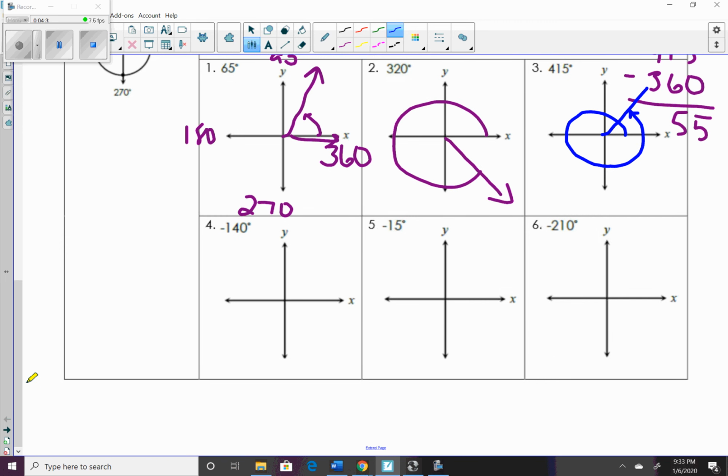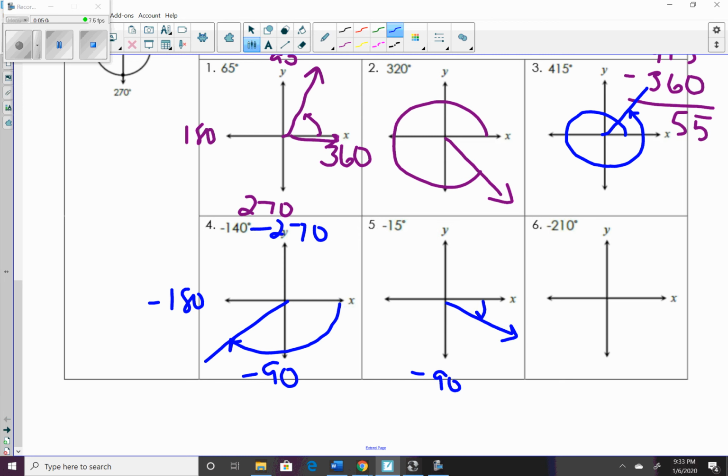Now when I'm going negative, I have 90, 180, and 270 in the negative direction. So I'm going to start here and I'm going to go negative past the 90, and I need to go to 140. That's going to fall right into the middle of that. And that creates my angle. When it's negative 15, remember this is like going negative 90 over here. So I'm going to go just a little bit here and I get that angle. And when it's negative 210, I'm going to go just a little bit past 180, and I'm going to go to there.